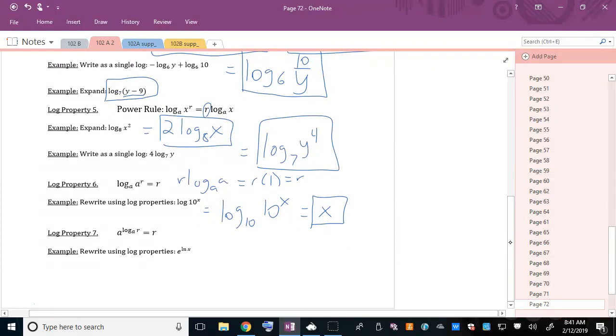My 7th and final property, we don't see this one quite as often, but I would like to hit it. A to the power of log base a of r is r. Again, note those bases are the same, and that's why it cancels out. So if I have e to the power of the natural log of x, remember the natural log is log base e, so I can see the bases are the same, and I will get just x. So these are our log properties. Again, these are the only things that we are allowed to use with logarithms.